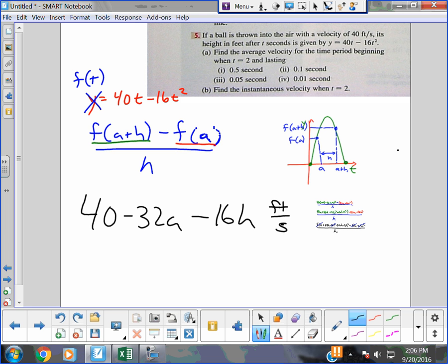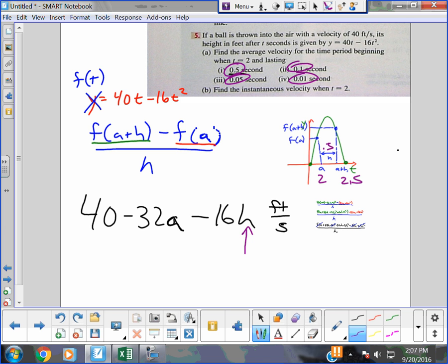What is a? A is 2 this time. It's the starting time. What is h? The duration. It's the 0.5. It's not 2.5, because this is 2 and 2.5. H is actually the 0.5. Again, I can't stress this enough. This is 2, this is 2.5. It lasted 0.5. That's the h. So every time we have the lasting, think about it. That's these numbers. You guys agree?